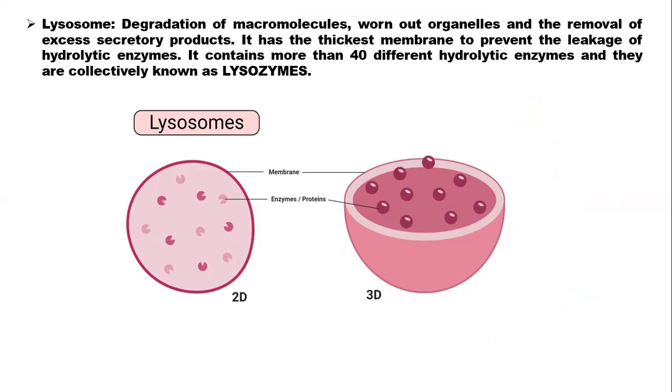The lysosome carries out the function of degradation of macromolecules, worn-out organelles, and also the removal of excess excretory products. It has the thickest membrane to prevent the leakage. So among the organelles, it's one of the organelles that have the thickest membrane that helps in prevention of leakage of hydrolytic enzymes. So this lysosome contains many hydrolytic enzymes, more than 40 different hydrolytic enzymes, and they are collectively known as lysozymes. So it has a thick membrane that prevents these enzymes from leaking.